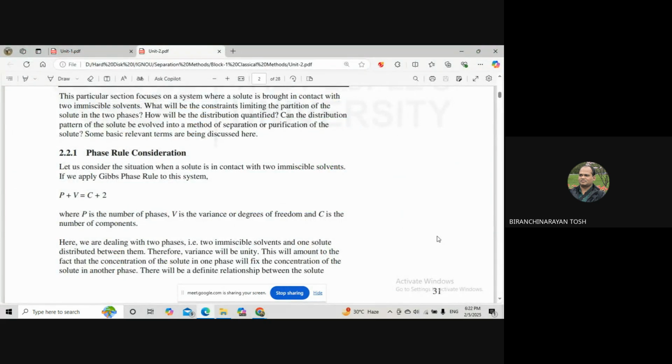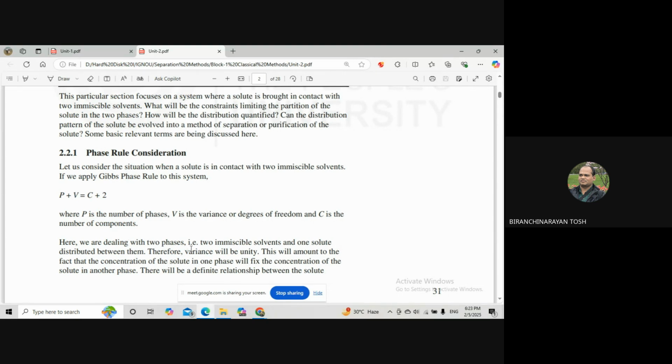Okay. In this case, the number of components is two. Any two out of these three, if you take, the total system can be explained. So the number of components is two. Then degrees of freedom means how many variables are responsible to express the system. It may be temperature, pressure, or pressure and concentration, or temperature and concentration.